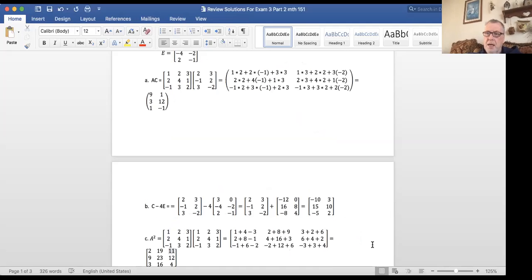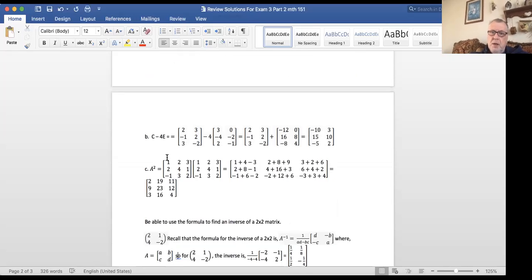When we add and subtract using scalar multiplication, we multiply through with the scalar. In the second matrix, this matrix E, that gives us -12, 0, 16, 8, -8, and 4. Then we add the two matrices together. Remember, to add or subtract matrices, they have to have the same number of rows and columns. So both of these are 3 rows by 2 columns. So we end up with a -10, a 3, a 15, a 10, a -5, and a 2.